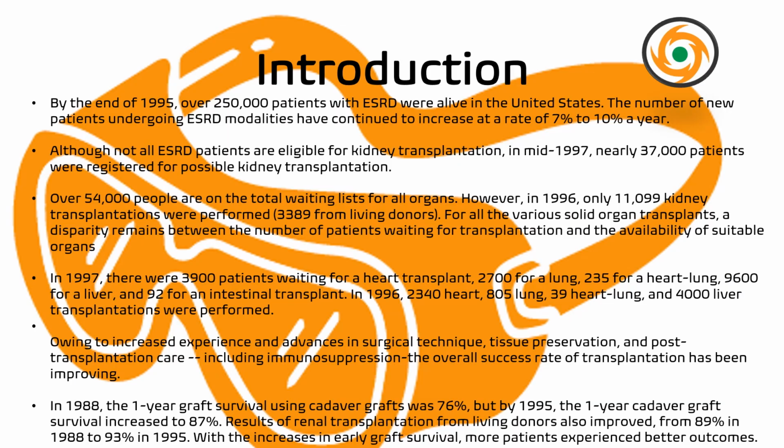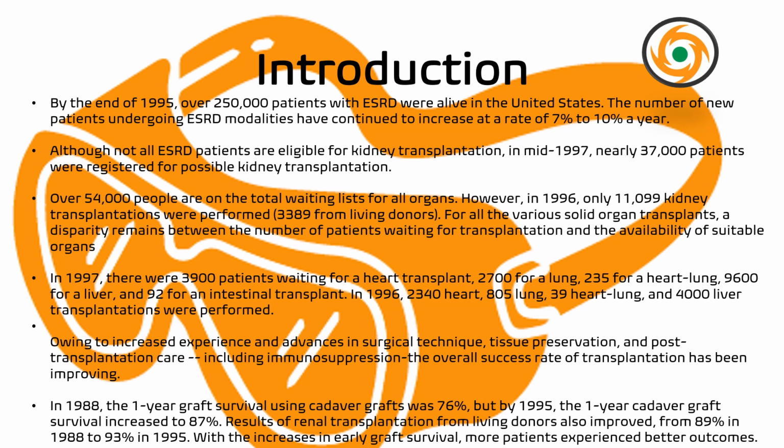So to begin, in and around transplantation. Retrospectively, by the end of 1995, over 250,000 patients or recipients with CKD stage 5, where CKD stage 5 is linked to ESRD or end stage renal disease, were alive in the United States. The number of new patients or recipients undergoing ESRD modalities has continued to increase at a rate of 7% to about 10% per annum.